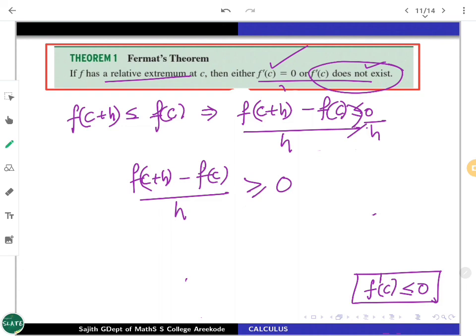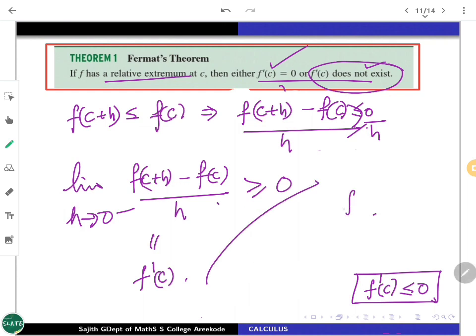Again, I will take the limit as h tends to 0, that is basically from the 0 minus side. But that is the same as f dash at c, because it exists there. So this f dash at c is greater than or equal to 0 now. From this argument, you are going to conclude that f dash c is greater than or equal to 0, if you are approaching in this way.